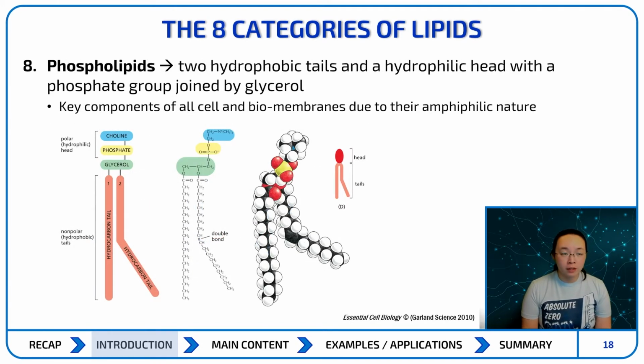The last one I want to talk about is the most important one, because I wanted to end off here so we can continue our discussions about phospholipids. Phospholipids are 2 hydrophobic tails and a hydrophilic head with a phosphate group joined by glycerol. So the key component of all biological membranes is a phospholipid because of its amphiphilic nature.